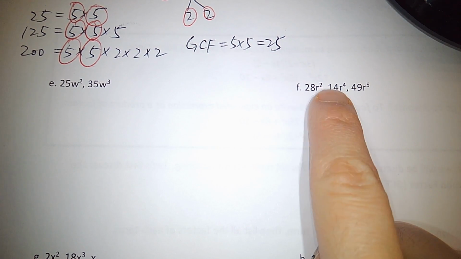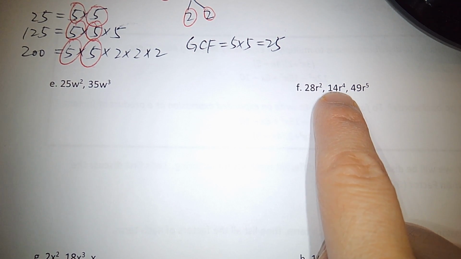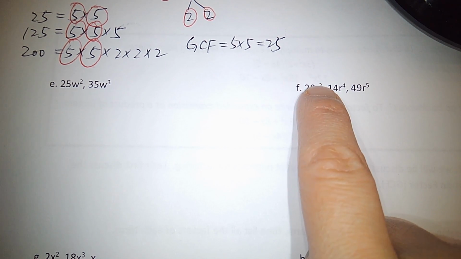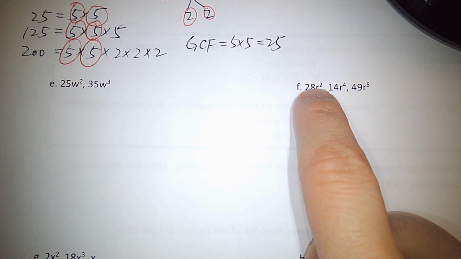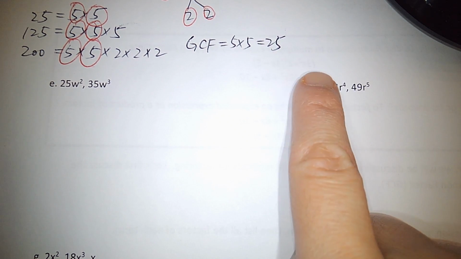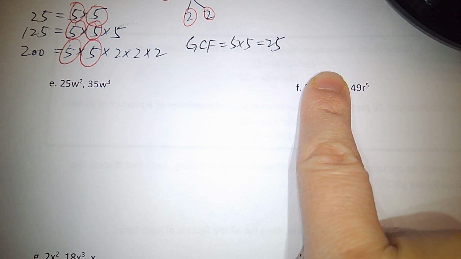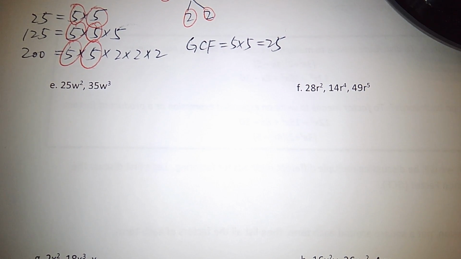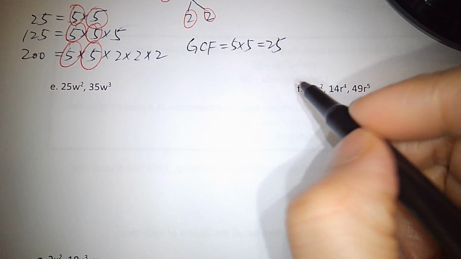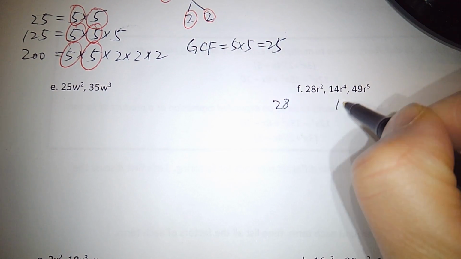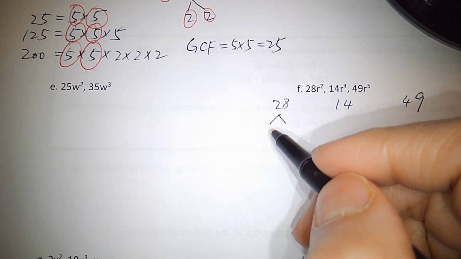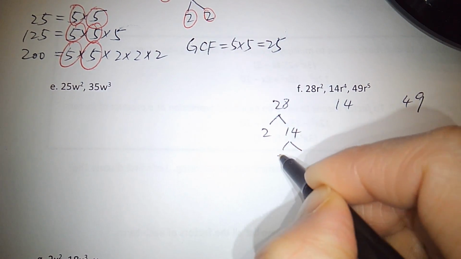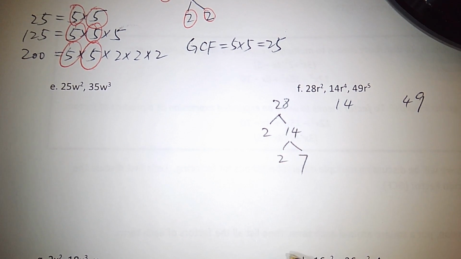Also, for these exponential expressions, are we choosing r square as the common factor for r square, r fourth power, r fifth, or are we going to find r to the fifth as a common factor? Okay, let's find a GCF for the numbers at first, okay? So 28 can be factored as 2 times 14, right? 2 times 7.